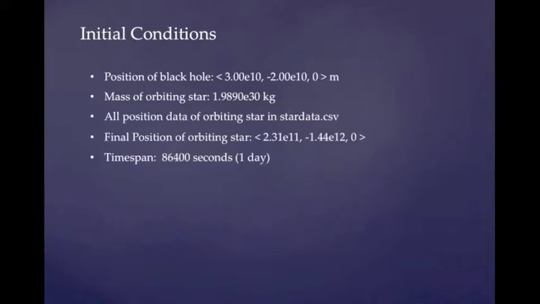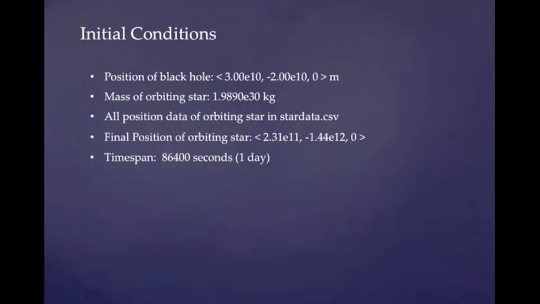The position of the black hole is 3.00 times 10 to the 10th, negative 2.00 times 10 to the 10th, 0 meters. The mass of the orbiting star is 1.989 times 10 to the 30 kilograms. All the position data of the orbiting star can be obtained in stardata.csv, which will be used for our program.